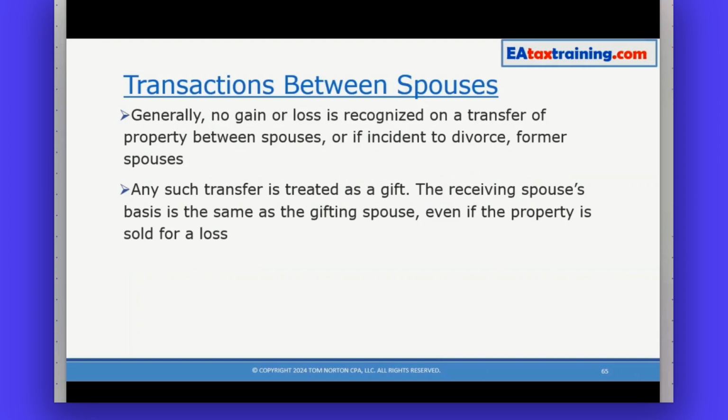So just remember here, first of all, two people are married. They're not getting divorced. They can give each other property back and forth all day long, or sell property to each other back and forth all day long, doesn't matter. There's going to be no tax effect. Basis isn't going to change. The basis is going to be the same. And so that's the way it is for transactions between spouses.